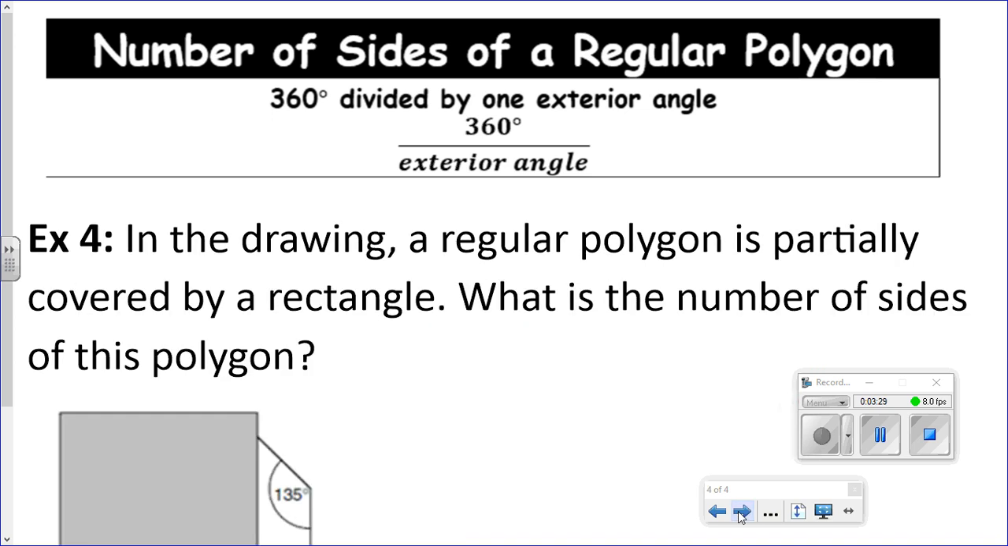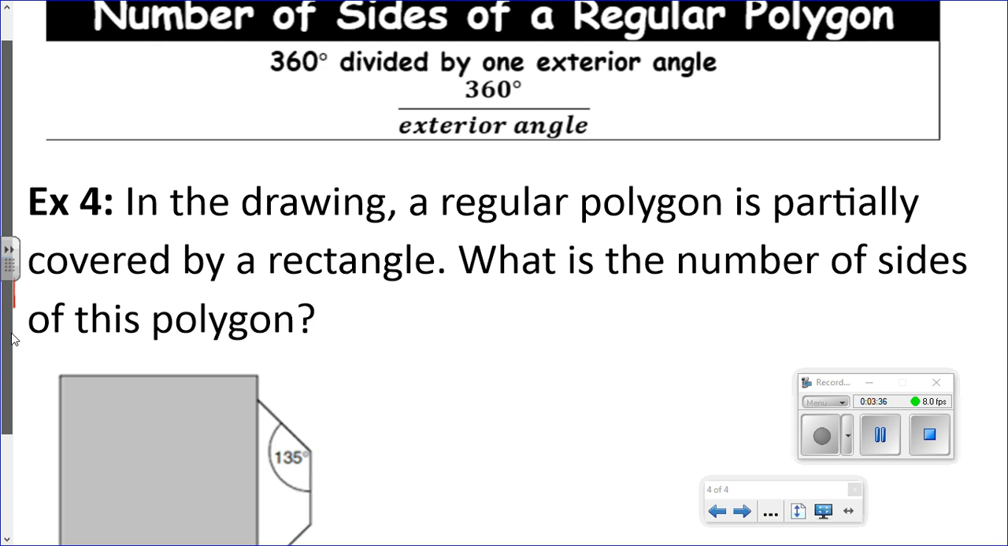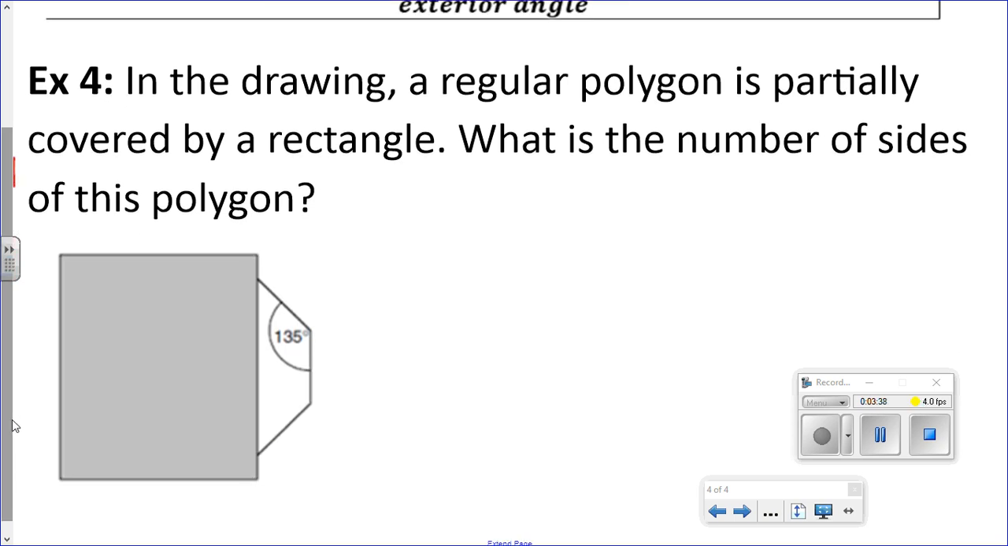And let's look at example 4. It says in the drawing, a regular polygon is partially covered by a rectangle. What is the number of sides of this polygon? So I don't know how many are underneath this rectangle here, but we can figure it out. So now, what information did they give us? They gave us the 135 degrees, which we can see is on the interior of the polygon. So that's an interior angle. So this one is a pictorial representation of example 2.